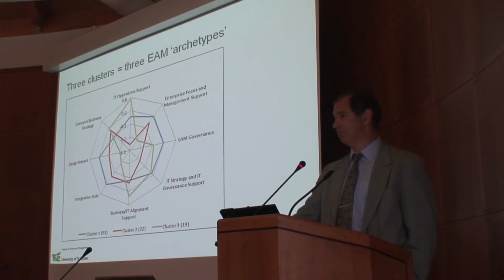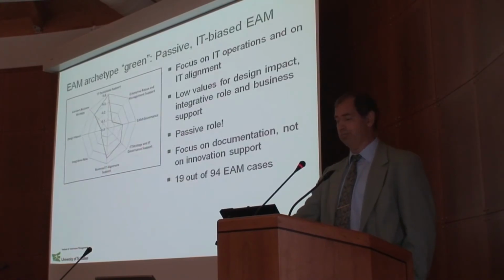Now what to do with it? Again, interpret it. So what is special about the green ones? The green ones are very IT driven. Their main customer is IT. Their main purpose is to document, to make architecture transparent, to have repositories, to support IT development projects. 19 out of our 95 companies.